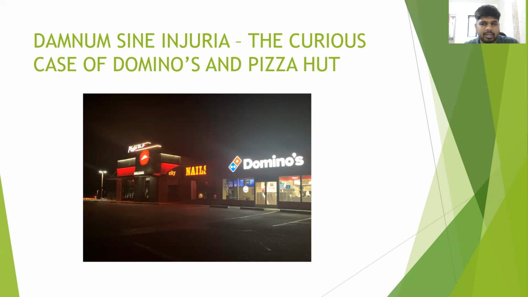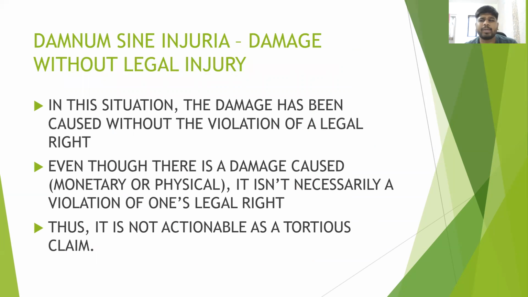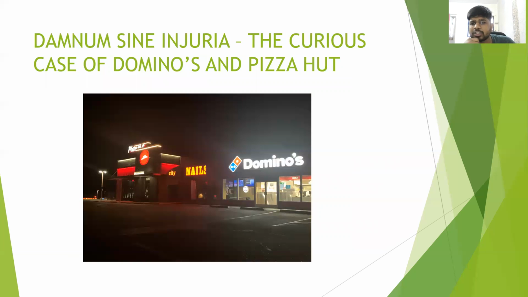So let's say Pizza Hut approaches you and says, give me a remedy. Tell me what I should do in this situation. So what will you tell them? You will acquaint them with the principle of damnum sine injuria, which means damage without a legal injury. So what happens in this situation? The damage has been caused without the violation of a legal right. The damages caused to Pizza Hut here were obviously monetary. They suffered heavy losses because a lot of customers were absorbed by Domino's.